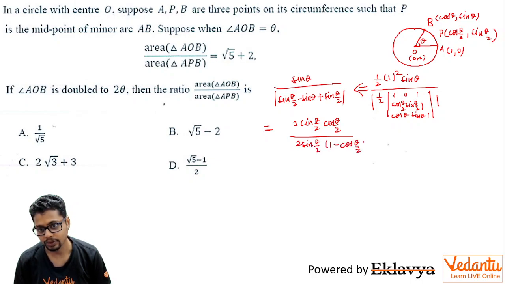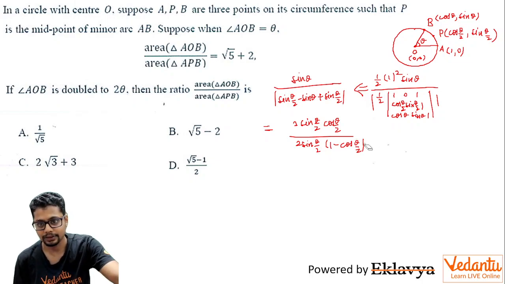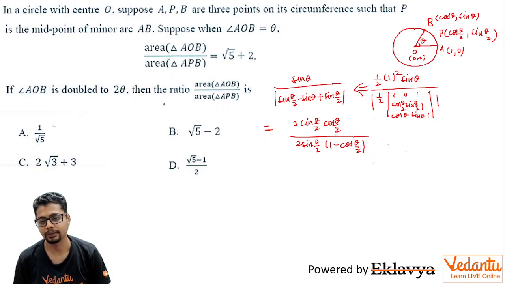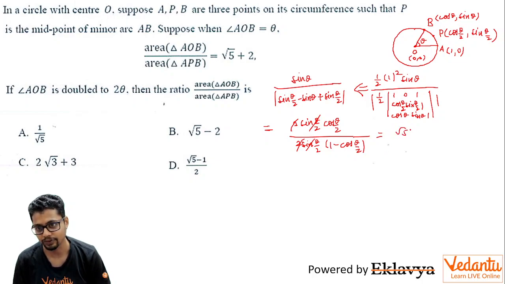Why? Because we have just seen that sin theta is 2 sin theta by 2 cos theta by 2. So below the mod, it will open with a plus sign, because 1 minus cos theta by 2 is anyway positive. So that means cos theta by 2 divided by 1 minus cos theta by 2 is what is given to us as root 5 plus 2.